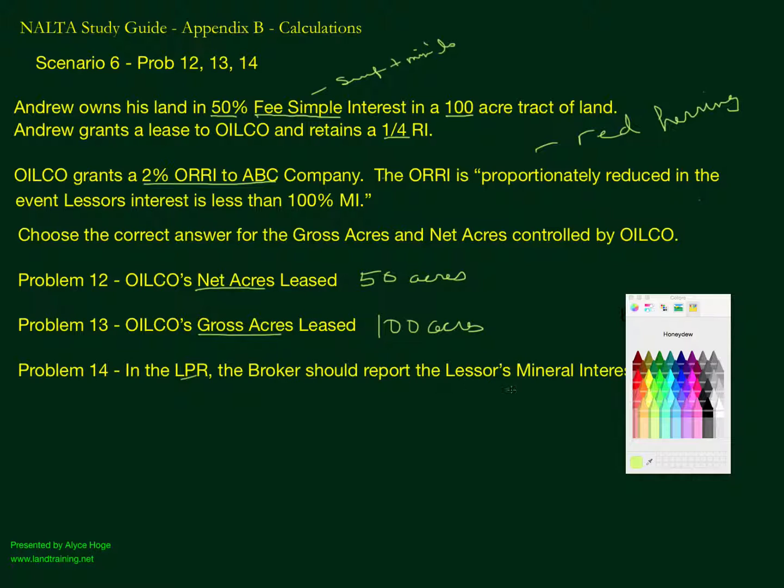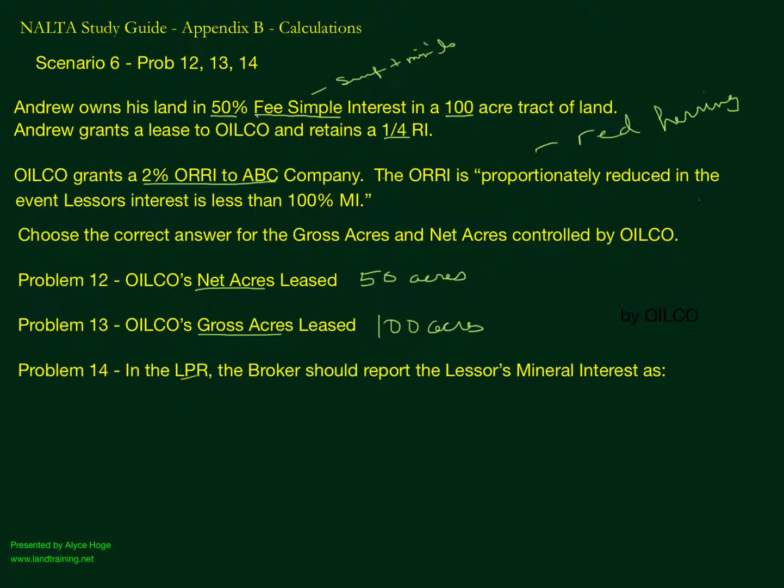And what should the lessor's mineral interest show on the LPR? That interest is going to be a 50% mineral interest. And if you're following along in the guide, the first answer is B. 13 is going to be A. And problem 14 is B. Now let's look at scenario 7.